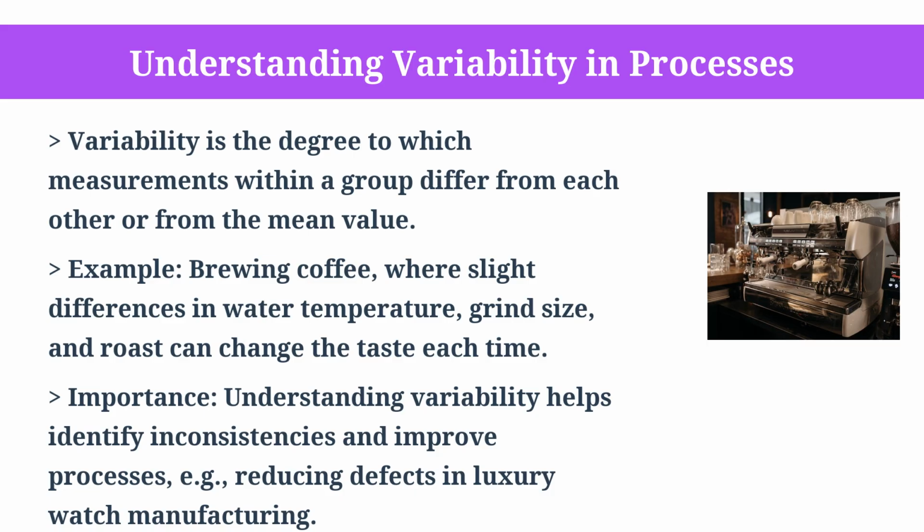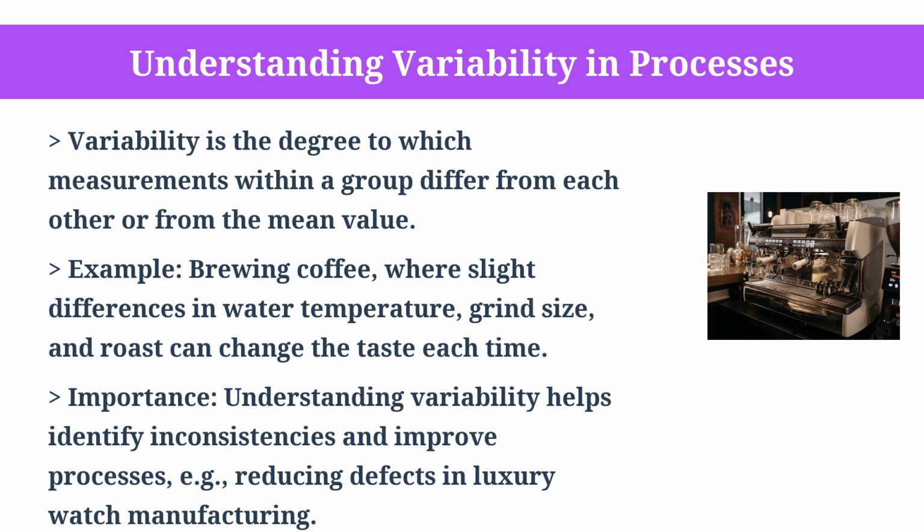This idea applies to all kinds of processes. Now, let's break down what variability means. Simply put, it's the degree to which individual measurements within a group differ from one another or from the mean value. So when we talk about coffee brewing, if you measure your water temperature and grind size every time, there'll be some variation each time you make a cup.